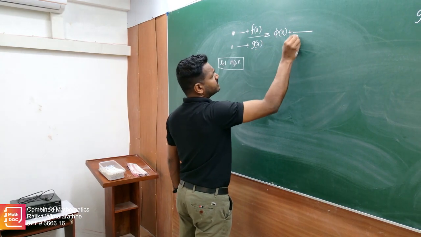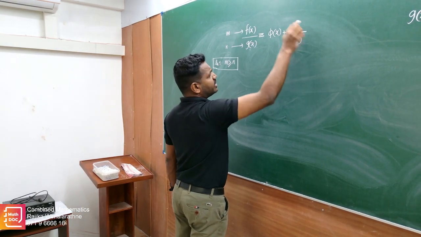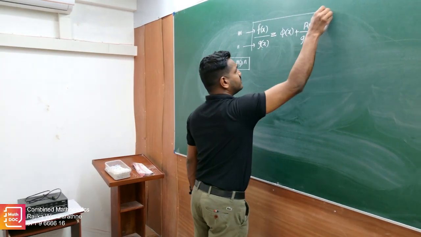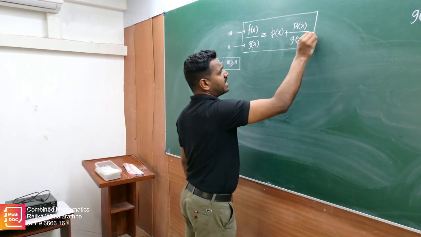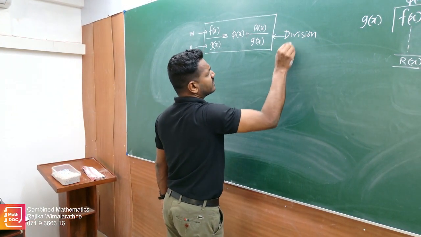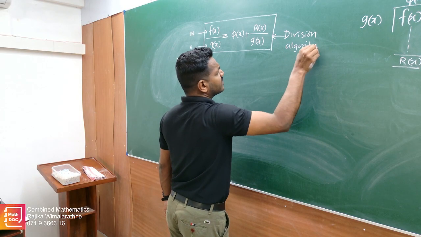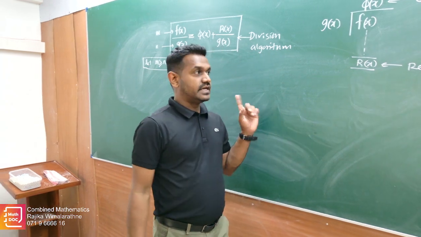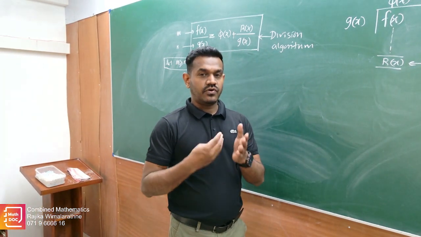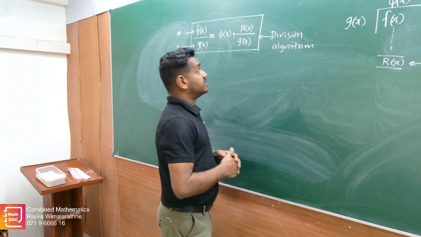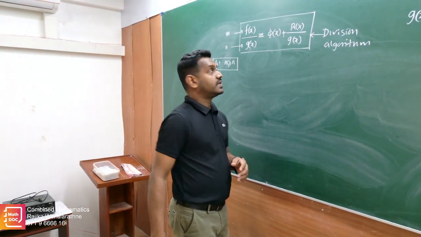If division happens, you write the quotient here, then the denominator g you write here, then in the numerator you write the remainder r(x). We call this the division algorithm. I'm writing this with general expressions. For all polynomials, these relations are applicable. So this is the division algorithm.